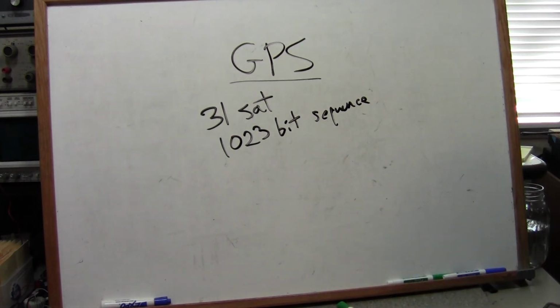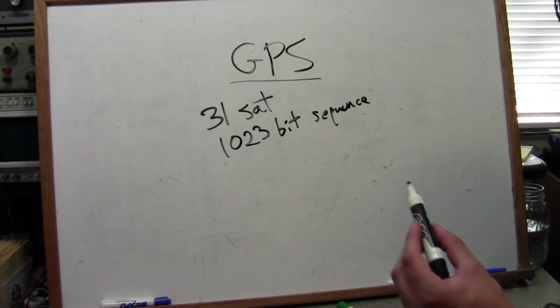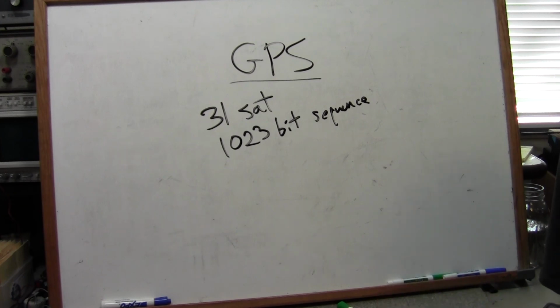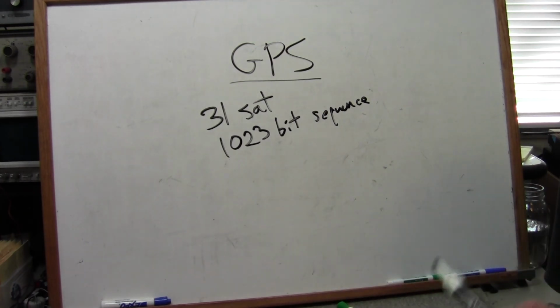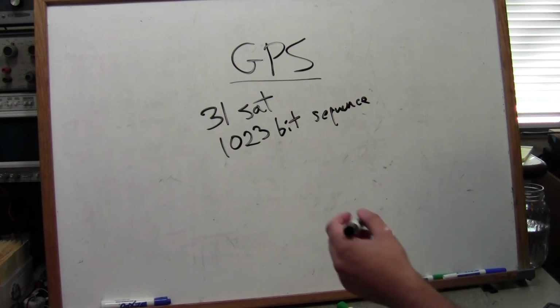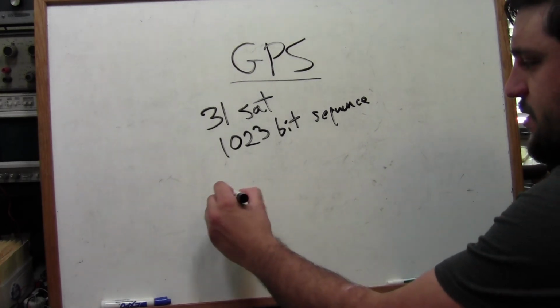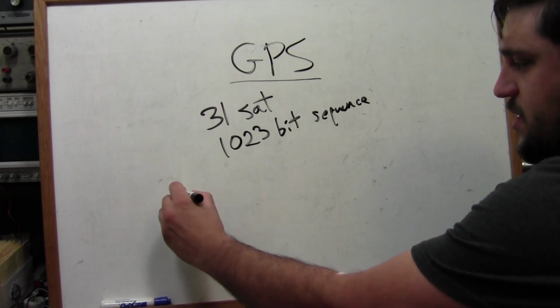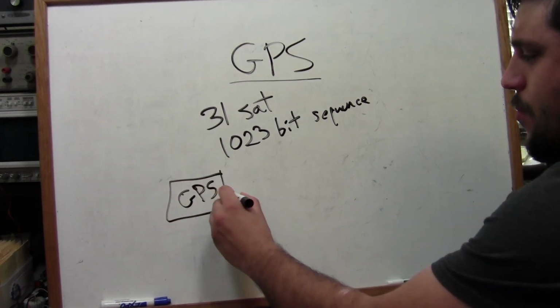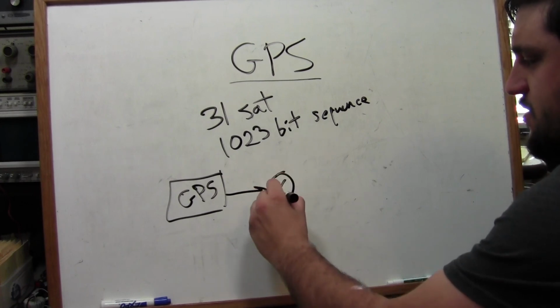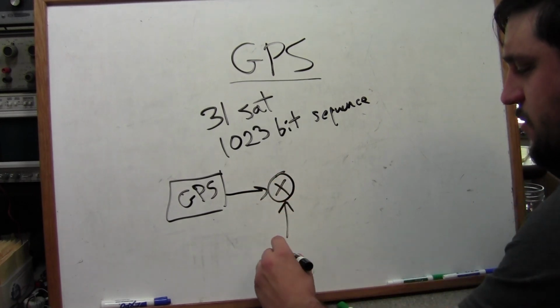That they rotate through. Since the chip rate on GPS is 1.023 megachips per second, this 1023-bit sequence repeats once per millisecond. Which means that if we have the whole GPS system here, which is modulating useful information, and then it goes into a mixer with this sequence.